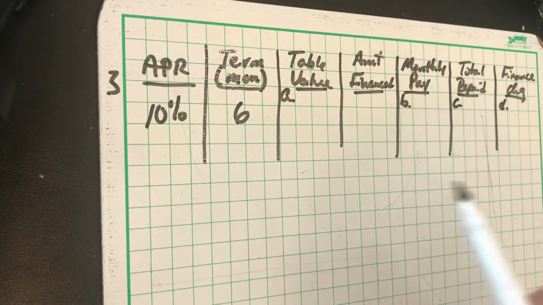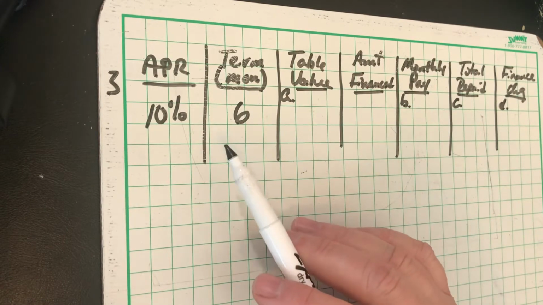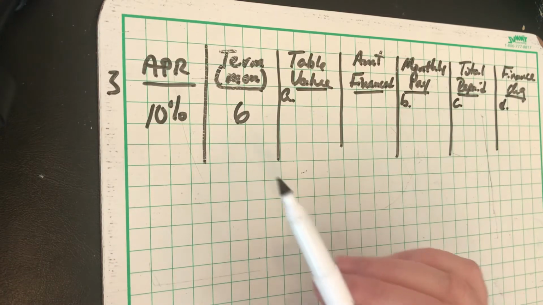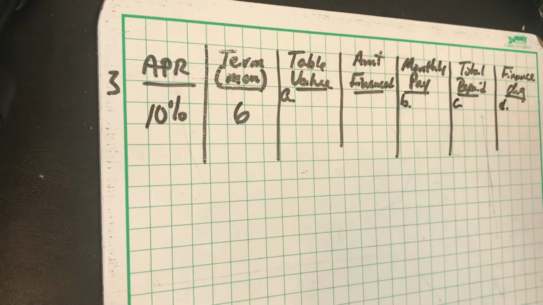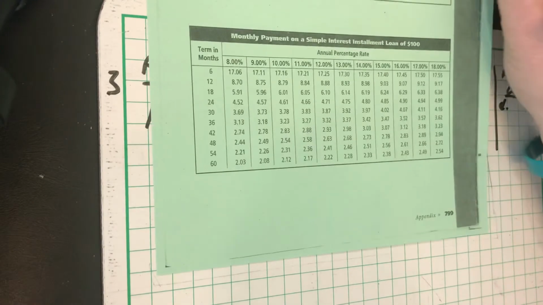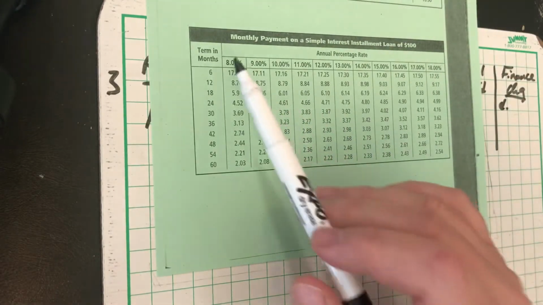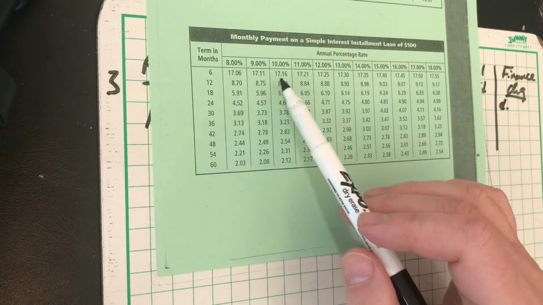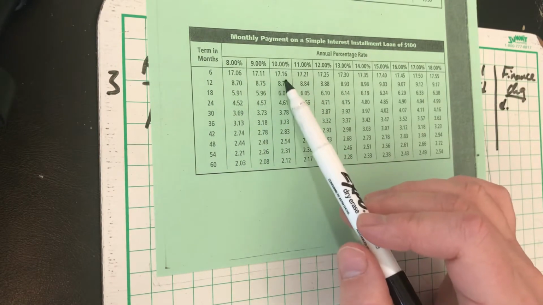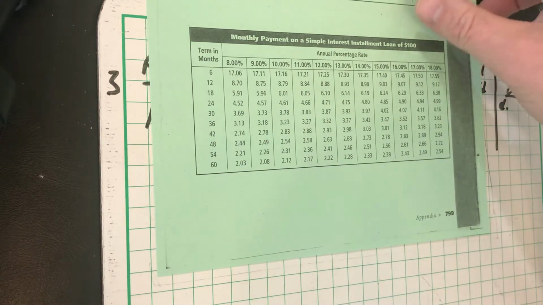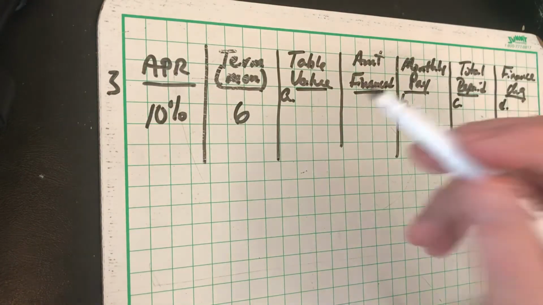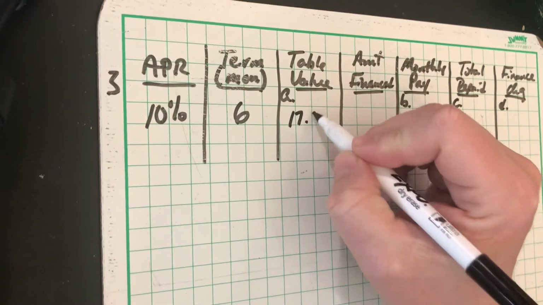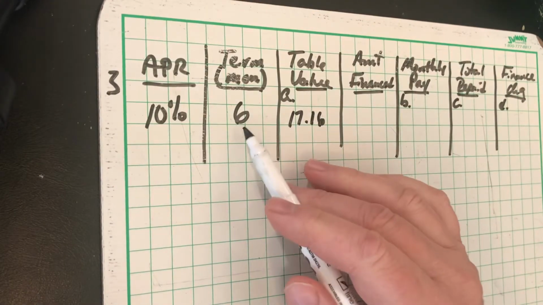But first we need to look up how much a payment on a $100 loan would be at 10% for 6 months. And so we have to use this table that was provided as part of the packet. So first, on the left hand column, we want to find 6 months, and then we scroll over to the right to 10%, and underneath that is $17.16. So that's how much you would pay on a $100 loan at 10% for 6 months.